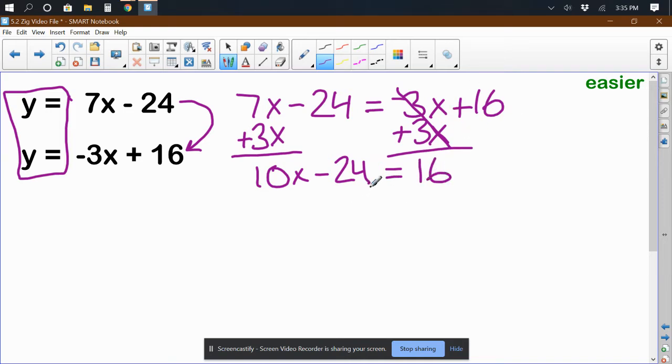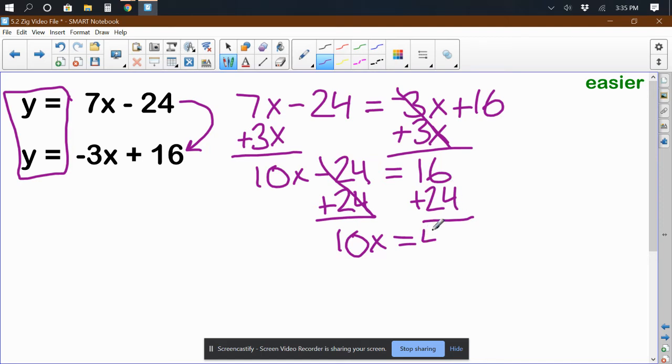Next step. Let's get rid of this minus 24 with a plus 24. Do the same thing to both sides of the equation. Now these 24s cancel out, leaving me 10x on the left side, and 16 plus 24 is 40. If we divide by 10, the 10s cancel out, leaving me an x value of 40 divided by 10, which is 4.